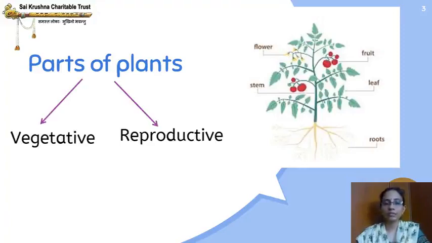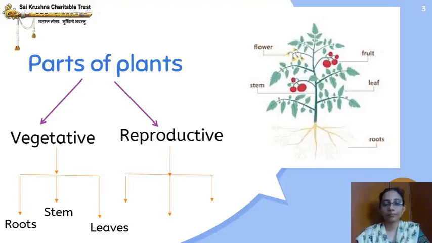The parts of plants can be divided into two categories. One is vegetative, one is reproductive. What are the vegetative parts? The roots, the stem and the leaves are called the vegetative parts. What are the reproductive parts? The flowers, the fruits and the seeds are called the reproductive parts.